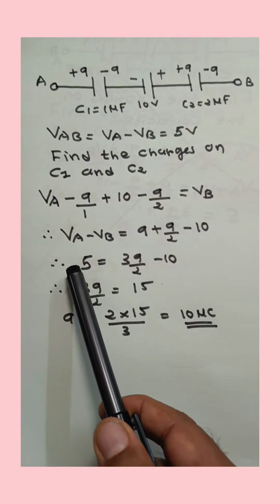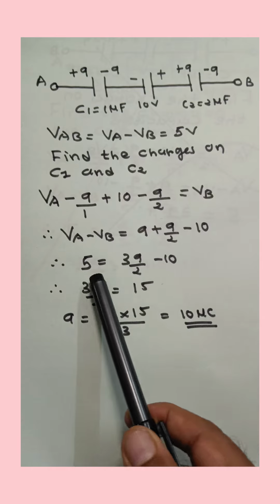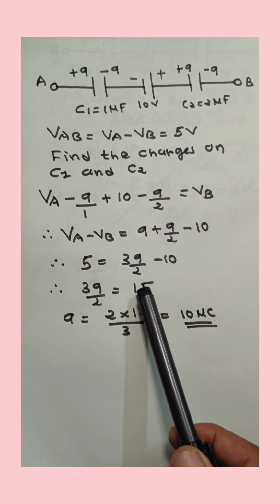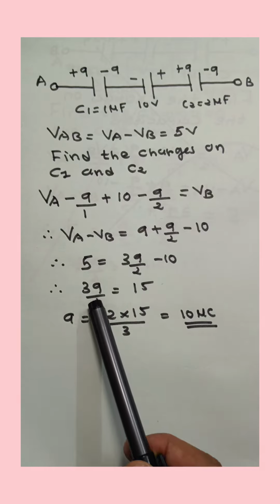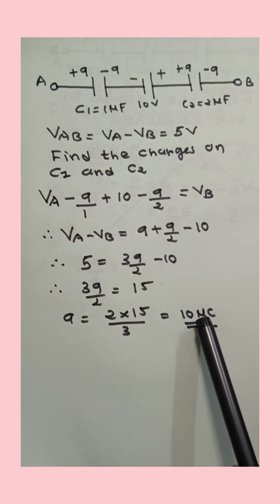VA minus VB is given as 5. So 5 is equal to 3Q by 2 minus 10. So 3Q by 2 is 5 plus 10, which is 15. So Q is equal to 2 into 15 upon 3. So Q is equal to 10 microcoulomb.